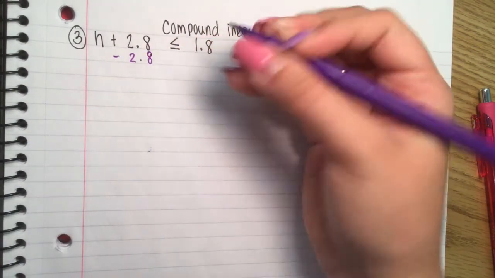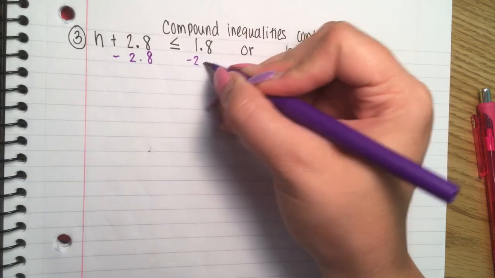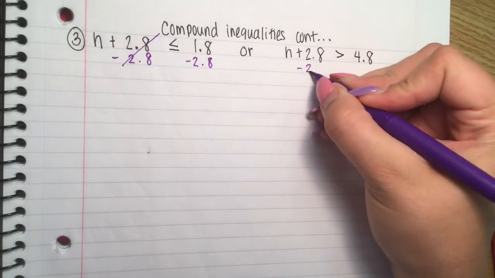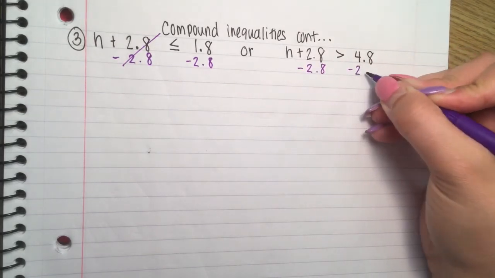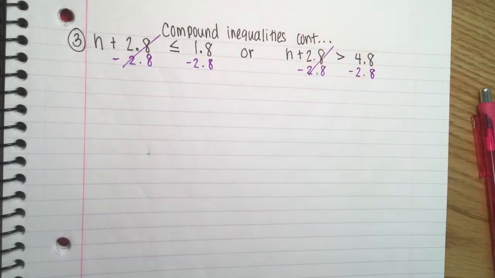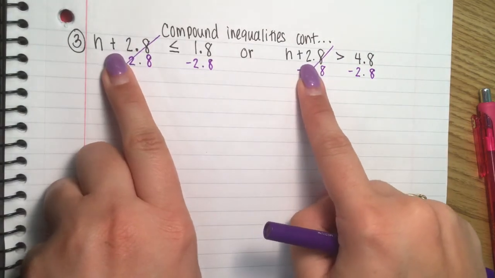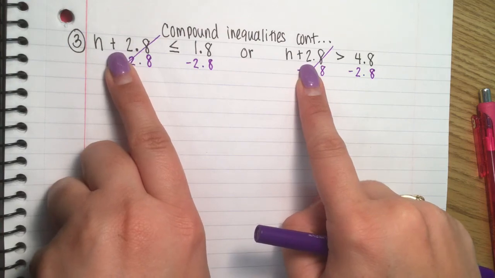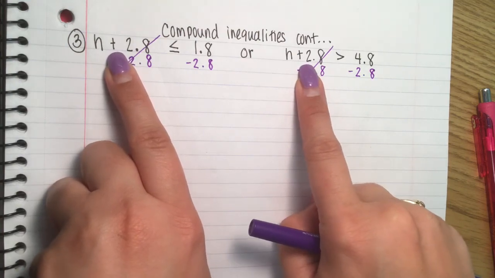Let's go ahead and get this h by itself here. So I'm going to subtract 2.8 from both sides. I'm going to go ahead and multitask a little bit and do that over here as well. These don't always have to be the exact same expression. You could have two completely different expressions, and we might just look at one of those when you try.